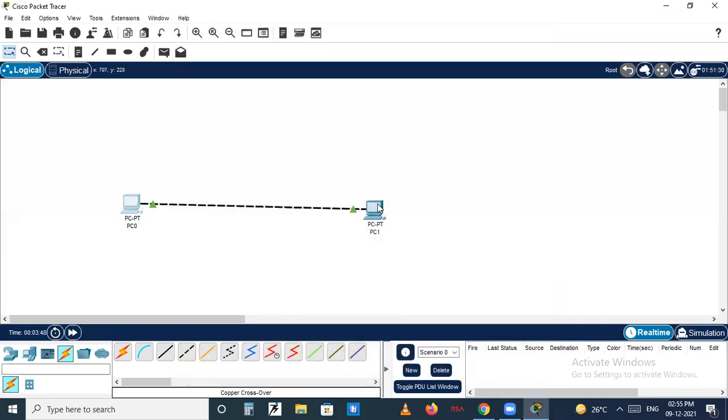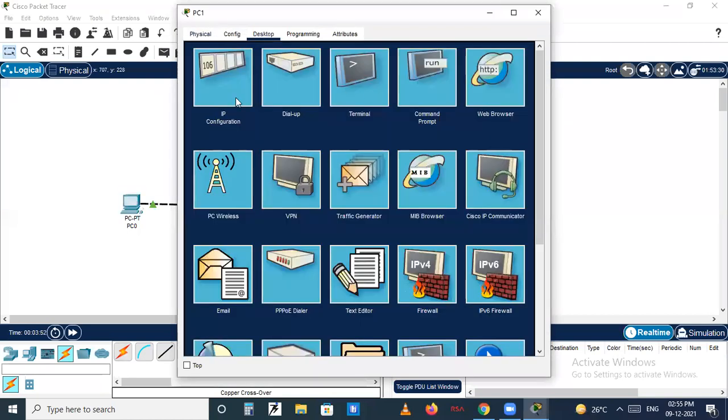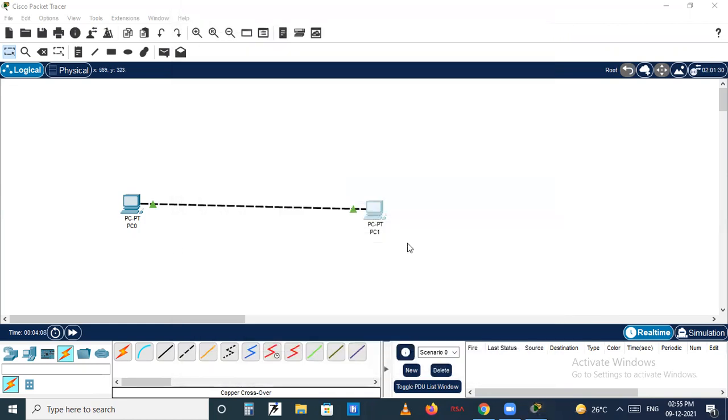Next, similarly, we will assign the IP to this one also. This is 10.10.10.2. So we have assigned this IP to this. Okay. Any problem? So now both of the systems have IPs.